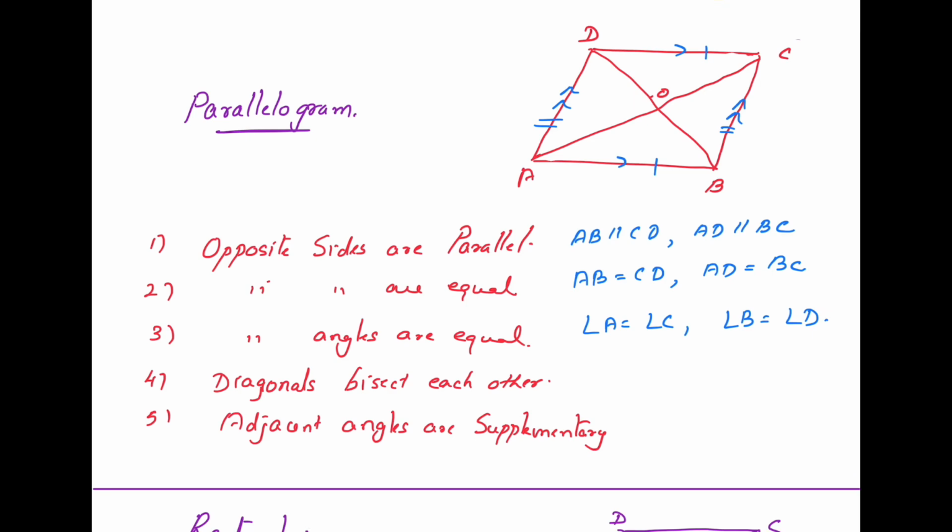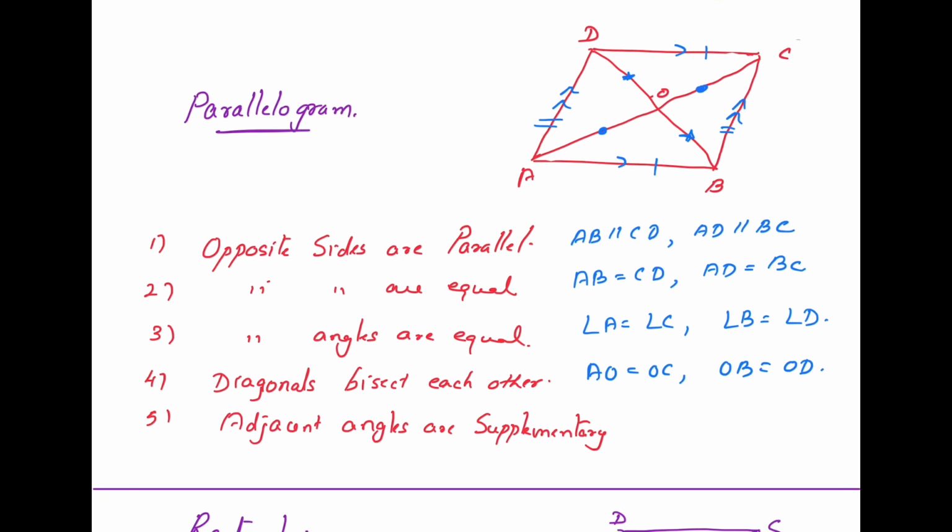Now diagonals bisect each other. AC and BD are the diagonals, so they bisect each other, which means AO is equal to OC and OD is equal to OB. Bisect means dividing into 2 equal parts.